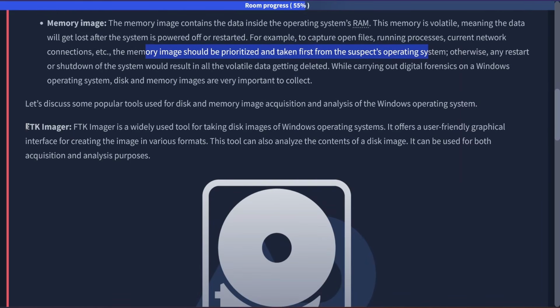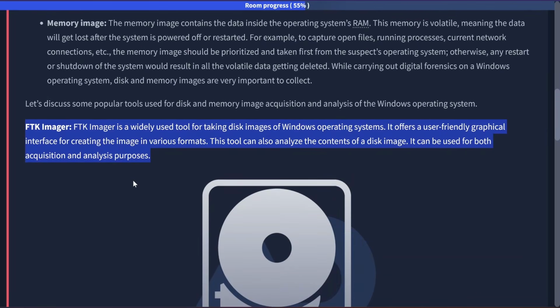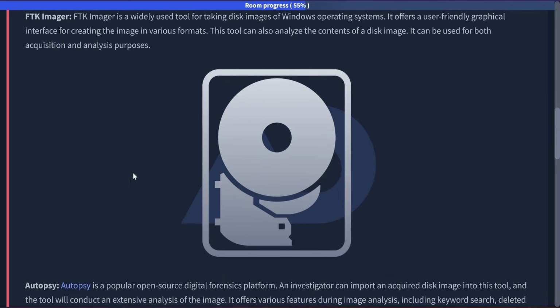And then we're going to talk about some tools that actually allow you to get a disk image or a memory image and then analyze it. So first, FTK Imager. This takes forensic images for Windows operating systems, which is great. And it's super easy to use. You can just Google how to use it. It's free to download, so that's awesome.